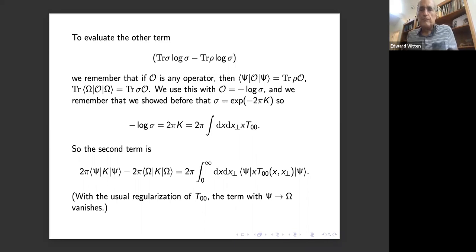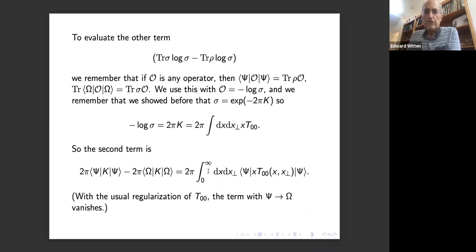Now, one of the questions before had to do with the fact that I hadn't worried about the overall normalization of exponential of minus 2 pi K. You could multiply by a constant here. It would become an additive constant when we take the logarithm, and it would cancel out in this difference. So the difference that we're discussing is independent of that normalization.